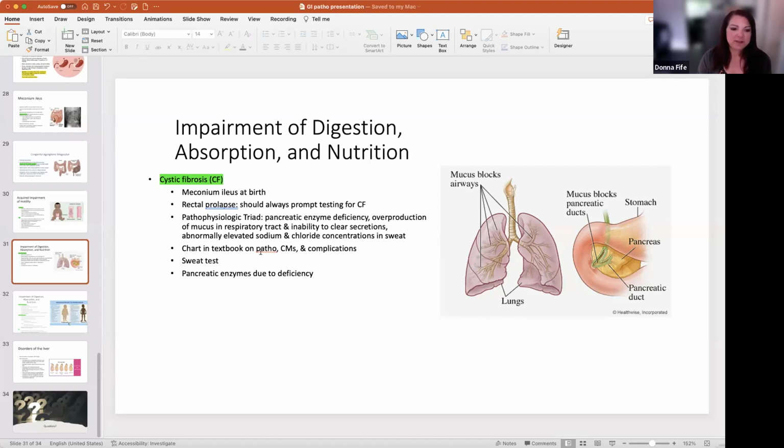Now there's a chart in the textbook that goes over the pathophysiology, clinical manifestations and complications. You can read through that. A sweat test is done to aid in diagnosis, and the patient will need pancreatic enzymes due to this deficiency.